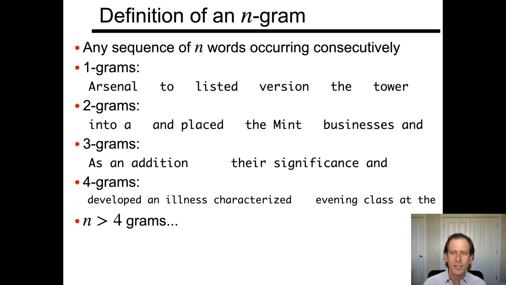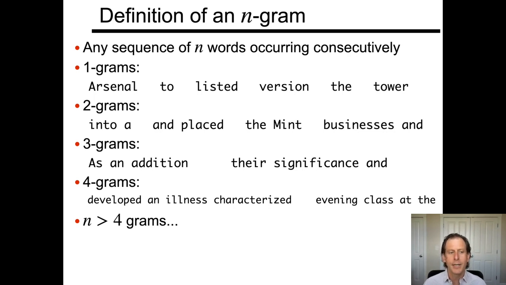So arsenal, 2, listed, version, of, the, tower. All of these are random individual words that I selected out of a corpus, a Wikipedia data set actually. Bigrams are consecutive word pairs. Into a, and placed, the mint, businesses and. All of these are naturalistic bigrams.